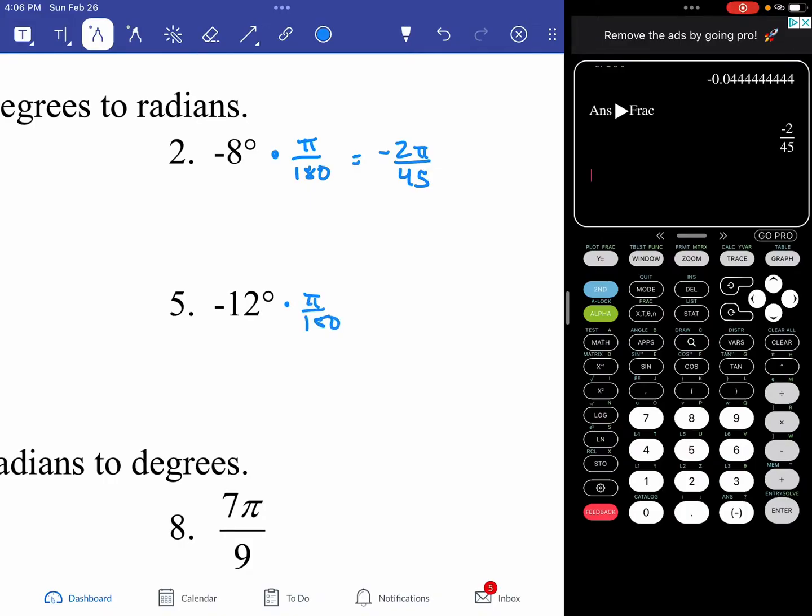Same thing. So you have negative 12 divided by 180. Our fraction: negative pi over 15.